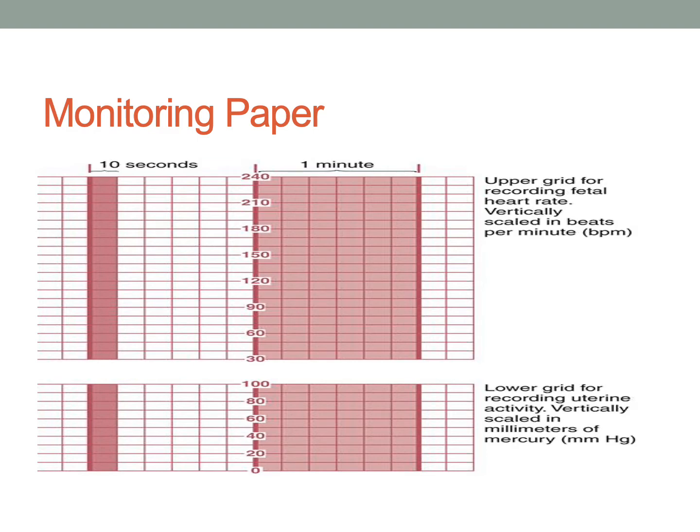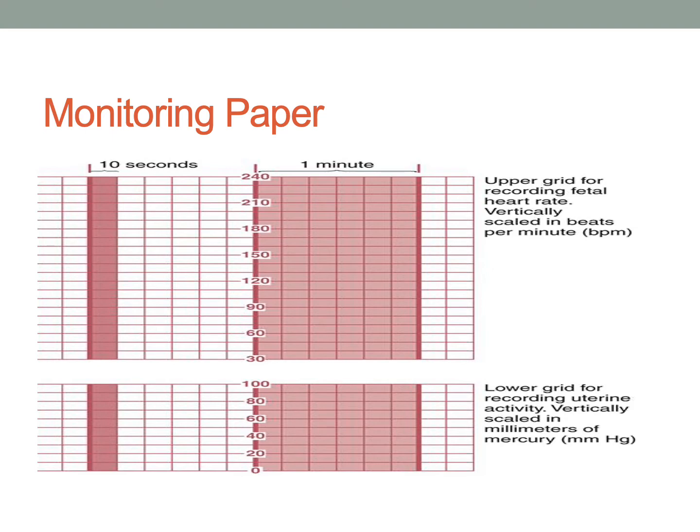First, we're going to talk about the monitoring paper. It's important that we understand what the paper looks like and what it means in order to fully understand, when we talk about a heart rate of 125, what does that mean and how does that look on paper?